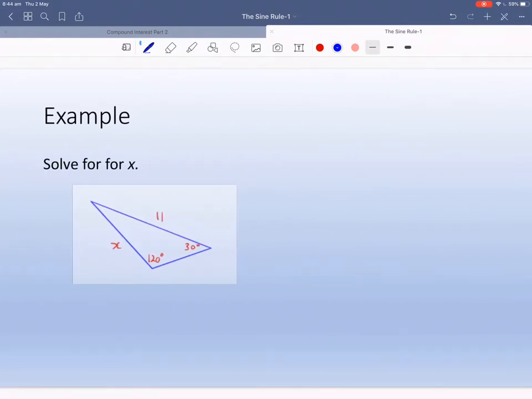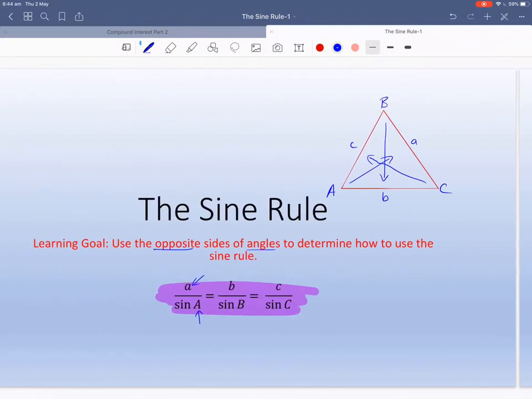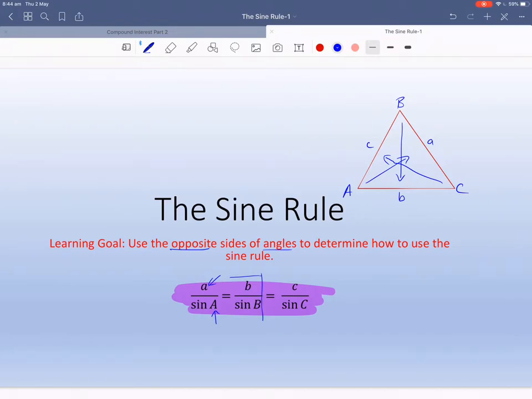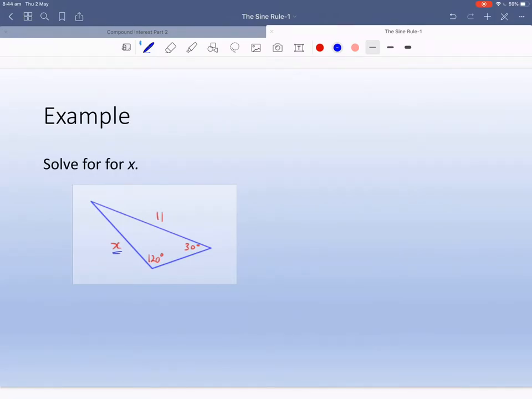Okay, let's look at an example. So we need to solve for x, okay? So we need to get our equation going. Now, one thing I didn't mention is that normally we only use 2, okay? You can say that all three will equal each other, but normally we use 2, and that's what we'll be doing here. Okay, so I'm going to go x over what's opposite it, sine 30, is equal to, the side length is 11 and the angle is 120, so 11 over sine 120 degrees.